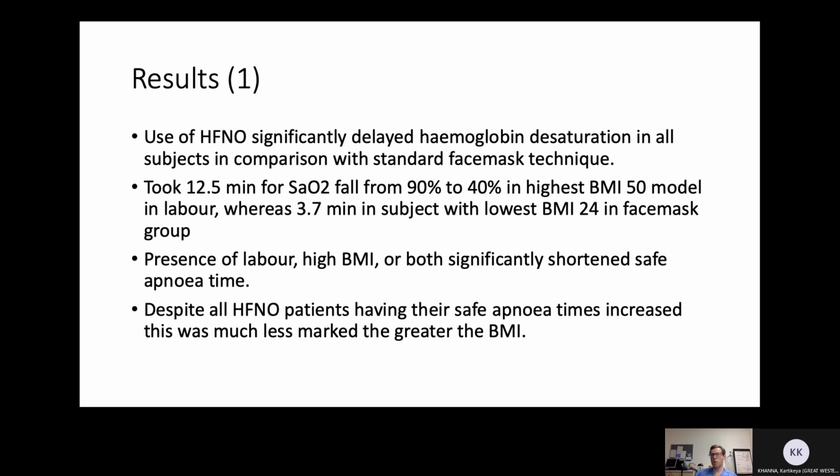So this is a bit of a worry, really, because these are patients that you think you'd get the most benefit from, but they're the ones that are actually getting the least marked increase in the safe apnea time.